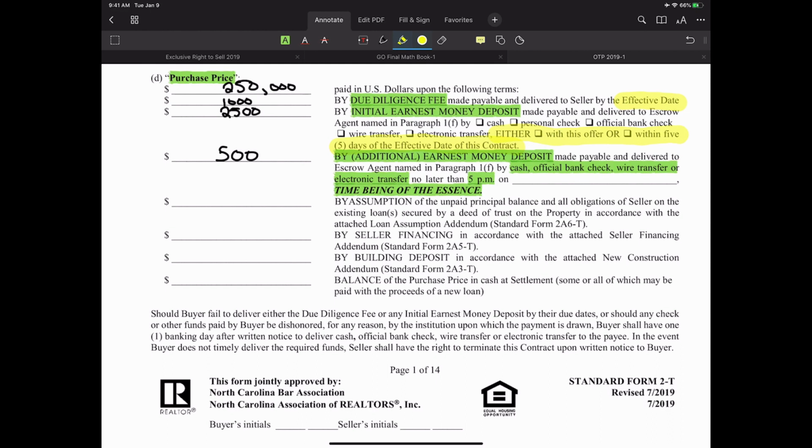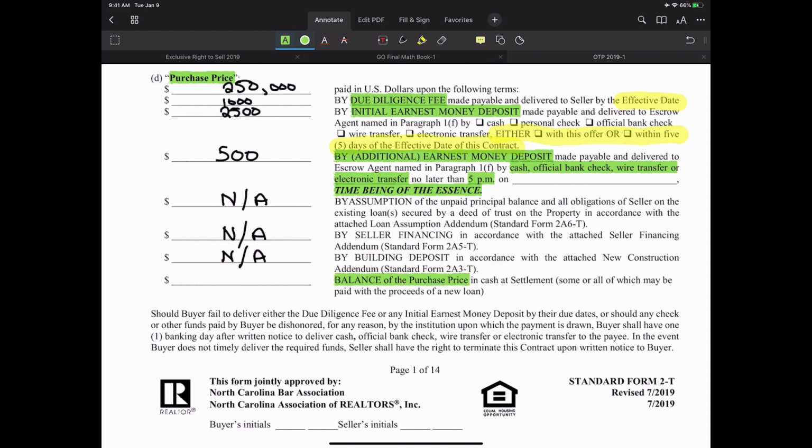All right, well, let's move on. The other lines are important, but not for what you all are studying for on this exam. So the assumption, the seller financing, builder deposit, that's things you'll understand later. So I'm just going to put an NA in each of these because we don't want to leave blanks on a contract. And that leaves us with our last line. This last line reads, the balance of the purchase price.